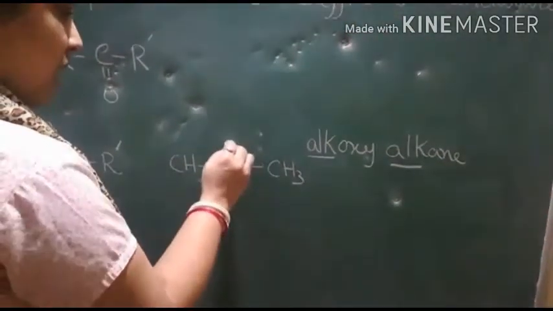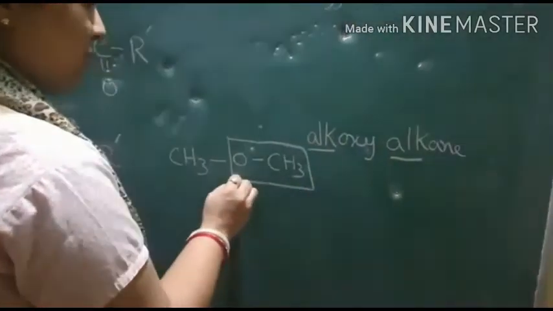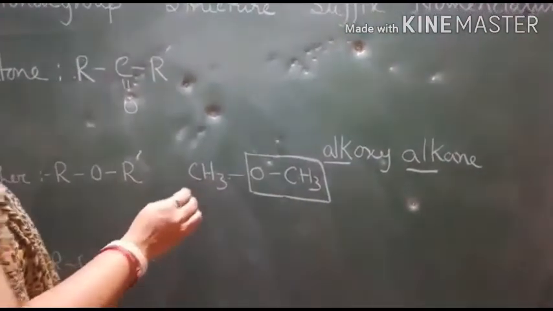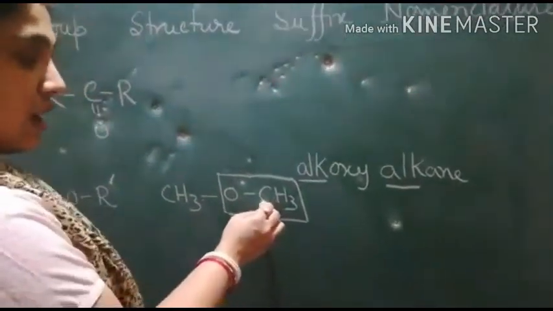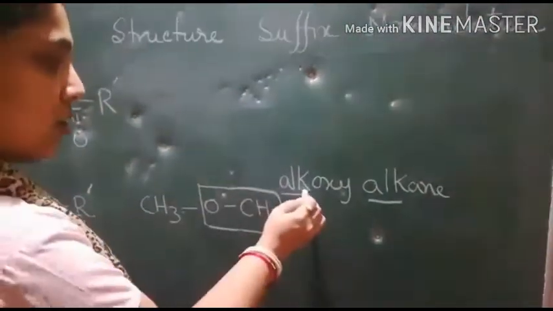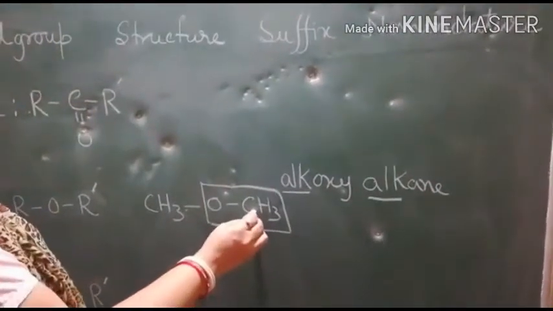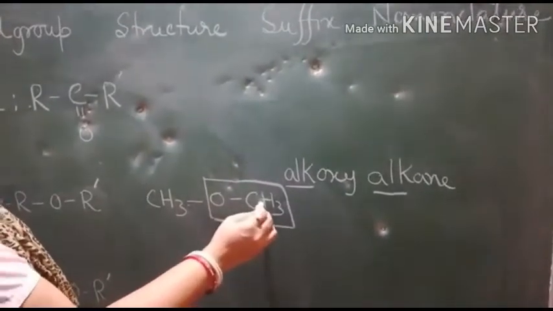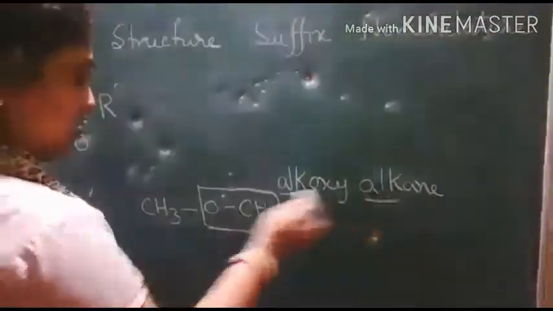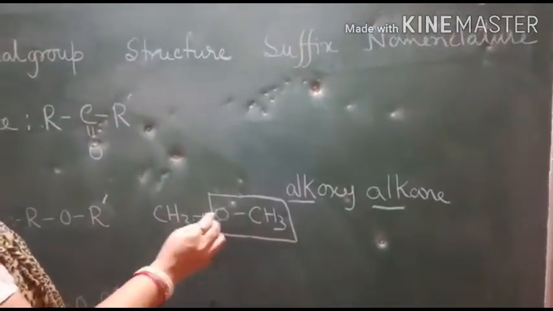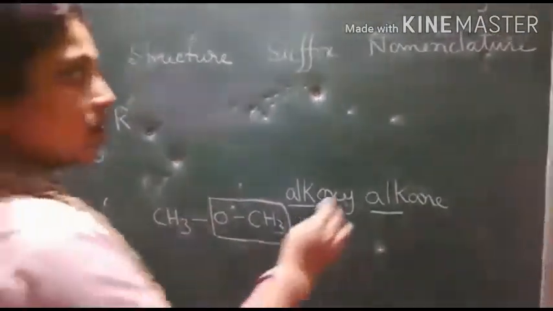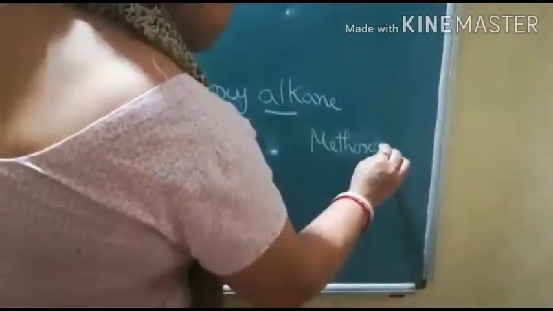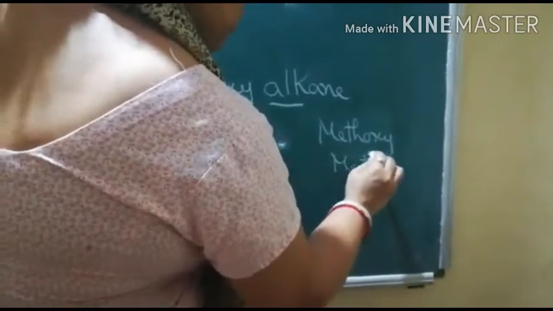In the nomenclature, one will be attached with oxygen, and the other will be only an alkyl group. The one which is attached with oxygen is called alkoxy. Here one R group is methane, and this is also methane. So this R group is known as methoxy and this is alkane, so it is methane. Alkoxyalkane, methoxymethane. So the nomenclature will be written as methoxymethane.